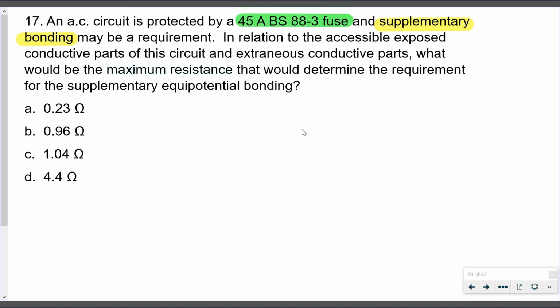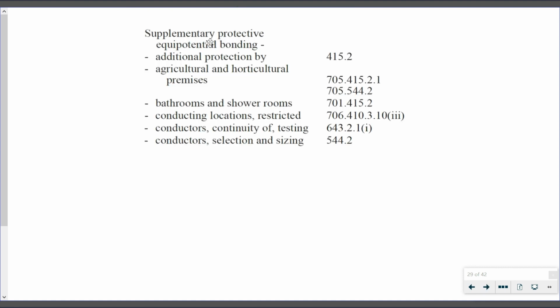Keeping an eye on this 45 amp BS 88-3 fuse, we're going to try and work out the maximum resistance we can have between, for example, a cooker and a sink. So you might have a cooker with a 45 amp fuse in front of it, next to a metal sink. We go to supplementary protective equipotential bonding, which gives us that additional protection.